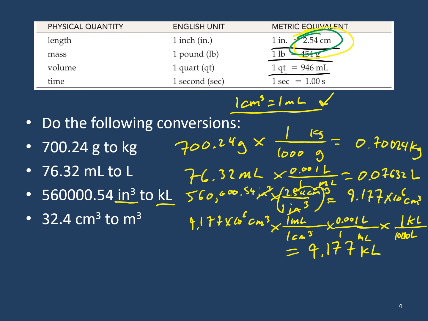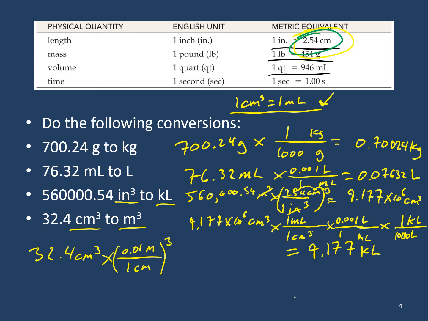All right. Finally, we could go from centimeters to meters. So again, the cubed unit is so important. Whenever we have a cubed or squared unit, we have to square or cube that unit factor. So I have 32.4 centimeters cubed here. I know that in 1 centimeter, there are 0.01 meters. However, I don't have centimeters, I have centimeters cubed. So I need to cube this unit factor.